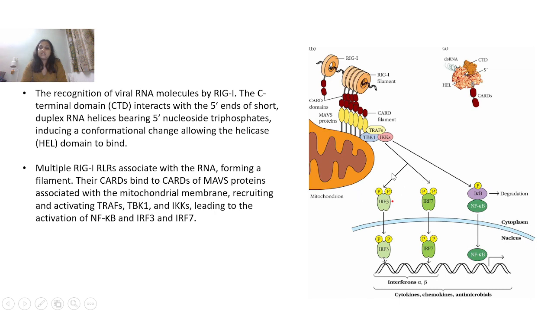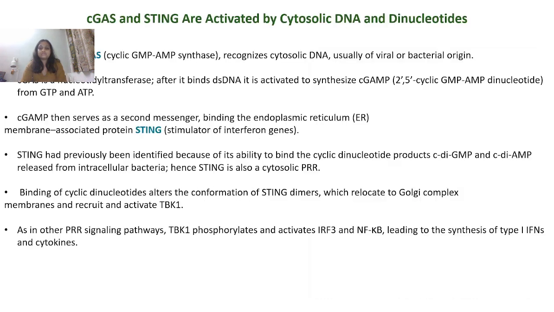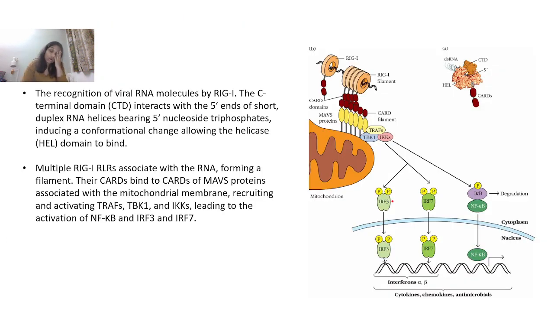Similar to the TLRs, these are the IRF3 pathway, IRF7 pathway, and NF-kappa B pathway, which then enter into the nucleus and induce the transcription of interferons, cytokines, chemokines, and antimicrobial compounds. So, as I already told, all the pathways are converging at the same place. Only the different receptors are recognizing different ligands and they have different structures.